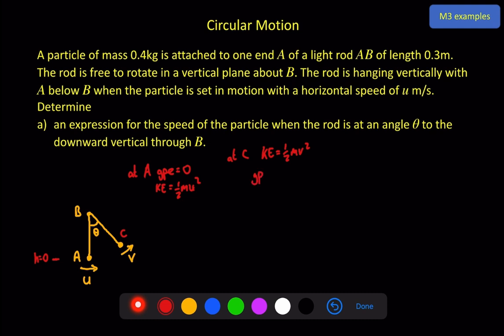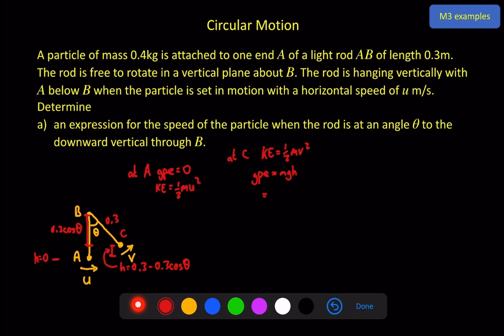That's what we're trying to find. And the gravitational potential energy is mass times gravity times height. So I'm going to need to know the height. That is this bit of height here. To find that, I'm going to do this bit first, because we can do that using the length of the rod, 0.3 cosine theta. And then this little bit here that we actually want is 0.3 minus 0.3 cosine theta, which is a bit messy, but we're going to have to use it nonetheless.